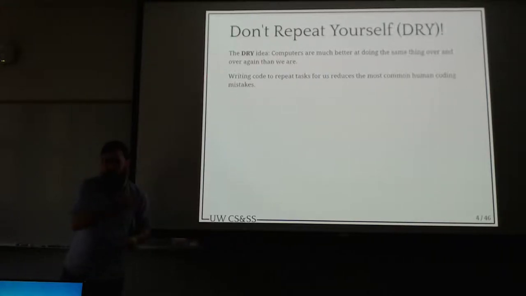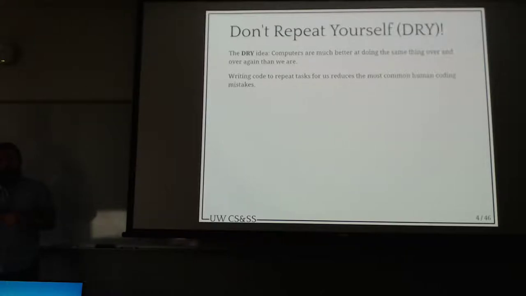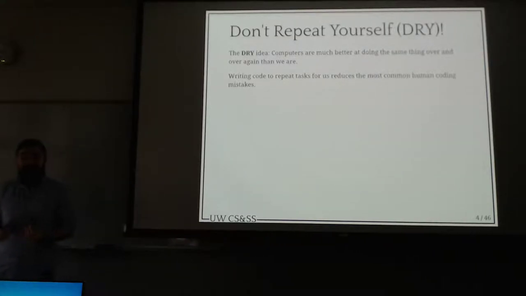So writing code to repeat tasks for us reduces the most common human coding mistakes, which are being lazy or inattentive. Humans get lazy and inattentive really fast. That is perfectly fine, right? We shouldn't be doing things that we find really boring or doing the same thing over and over again. Automation exists for that reason, right?